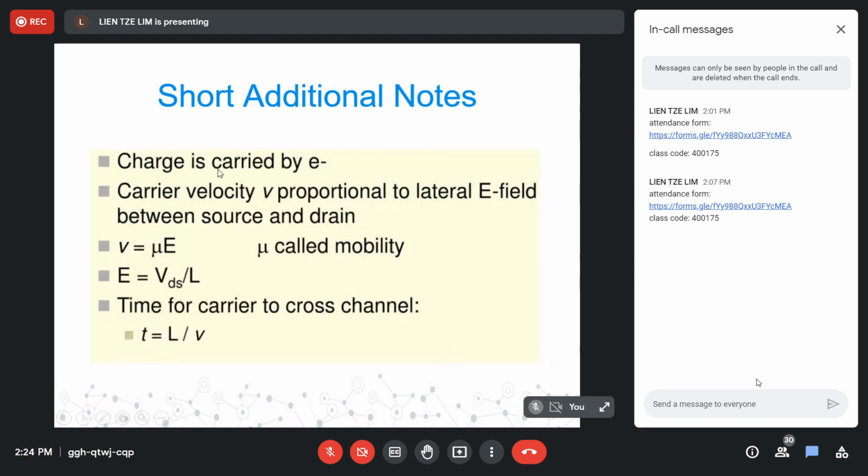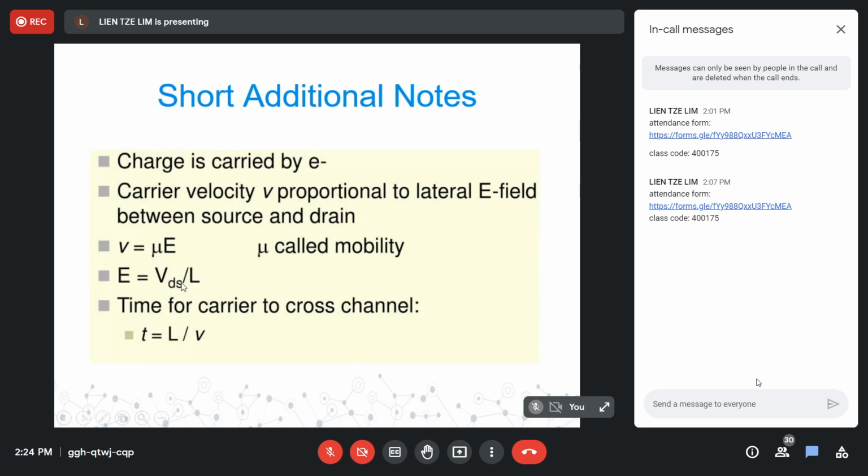Okay, charge is carried by the electron. Carrier velocity is proportional to the lateral E field between source and drain. These statements can be supported with the use of this formula. The electric field is related to this voltage, and then the length. The length can be the length of an object, or the length of that particular region.